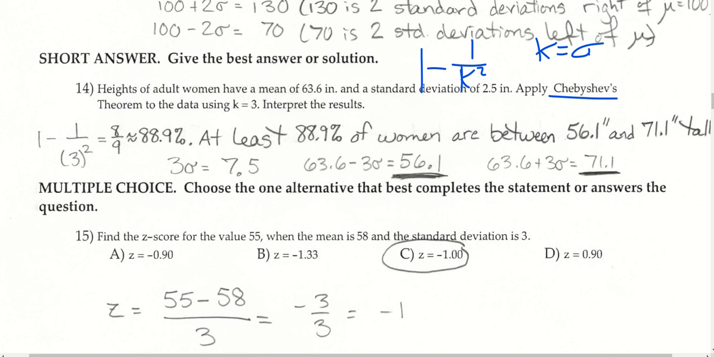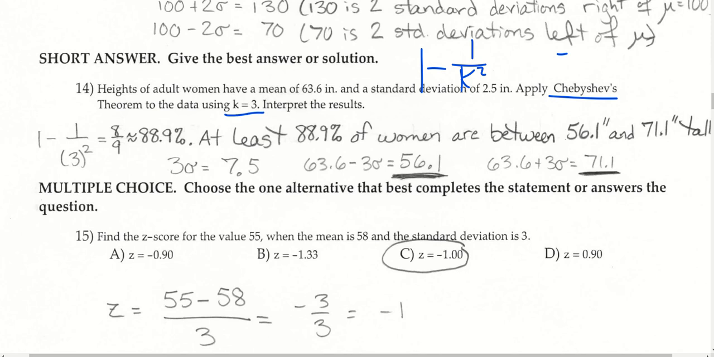Here, in this one, it asks what proportion of the data values would be within 2.5 inches of the mean. Excuse me, so k is not sigma, sorry, I misspoke. K is the number of standard deviations. So here, in this example, k is going to be equal to 3.